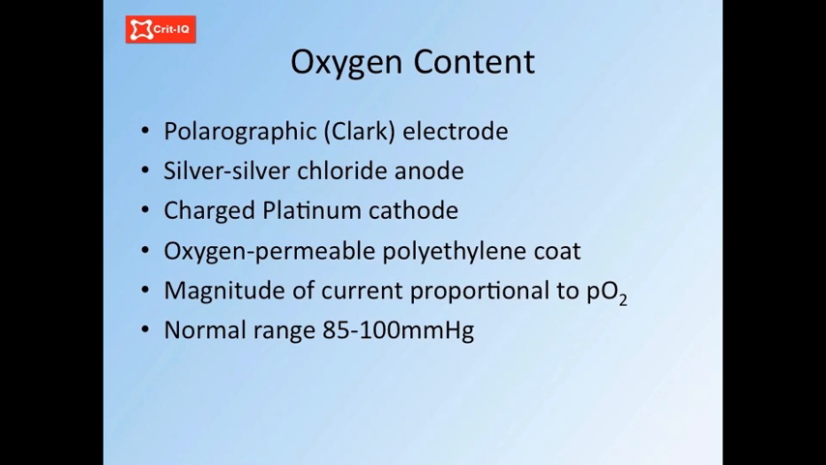The oxygen content of the blood is measured via a Clark electrode, also known as a polarographic electrode. This electrode consists of a silver chloride reference anode and a platinum cathode, which is charged to between 0.5 and 0.7 volts, bathed in a sodium chloride solution and coated with an oxygen-permeable membrane of polyethylene. As oxygen diffuses across the membrane, a current is generated between the electrodes at a magnitude proportional to the oxygen content of the sample. The normal value for a patient breathing room air at sea level is about 85 to 100 millimeters of mercury.